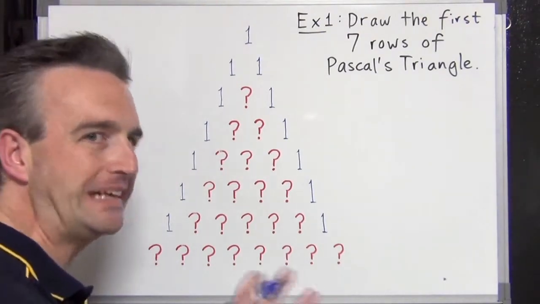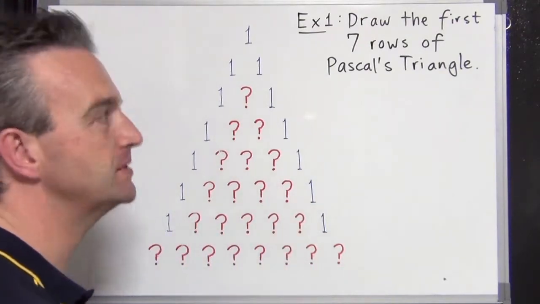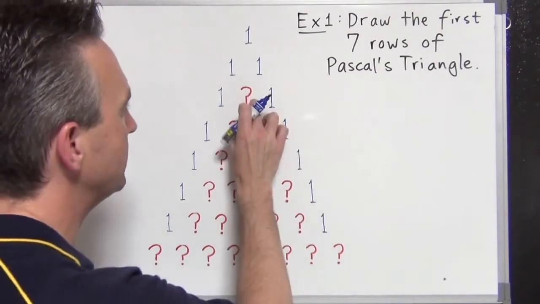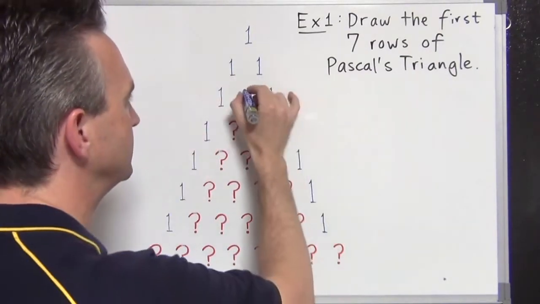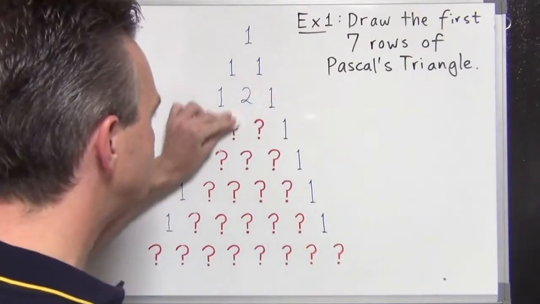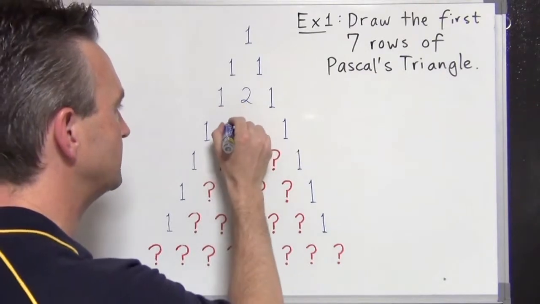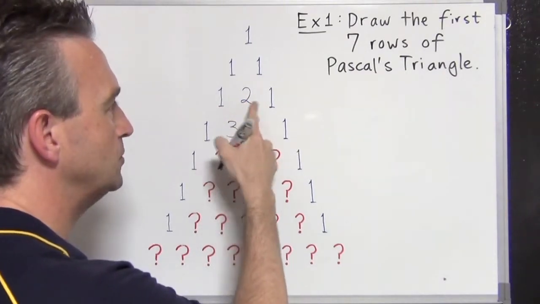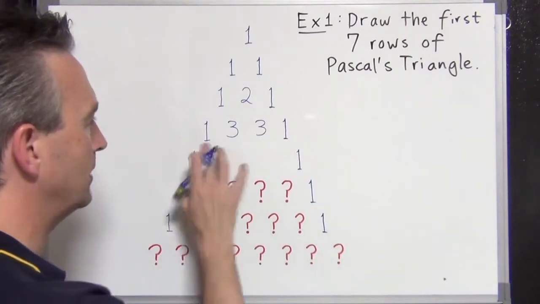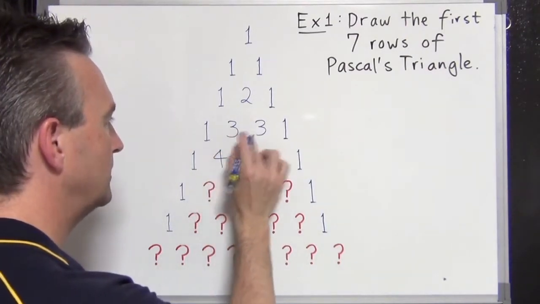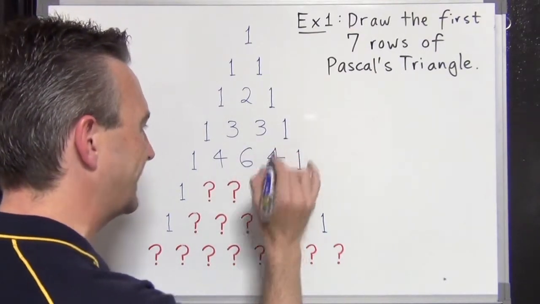The next part is the interesting part. Each other number is obtained by adding the 2 numbers directly above it. So this number here is going to be 1 plus 1, which is 2. Okay, these 2 numbers here. This one here is going to be 1 plus 2, which is 3. And this one here is going to be 2 plus 1, which is also 3. Continuing that for the next row, 1 plus 3 is 4. 3 plus 3 is 6. 3 plus 1 is also 4 again.